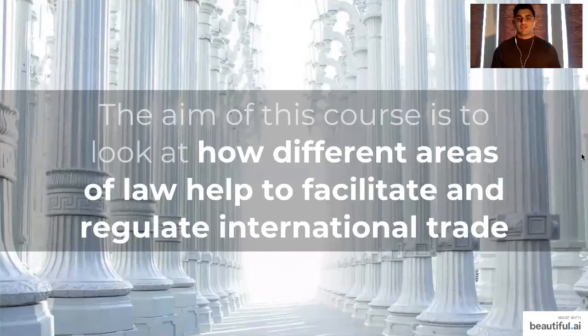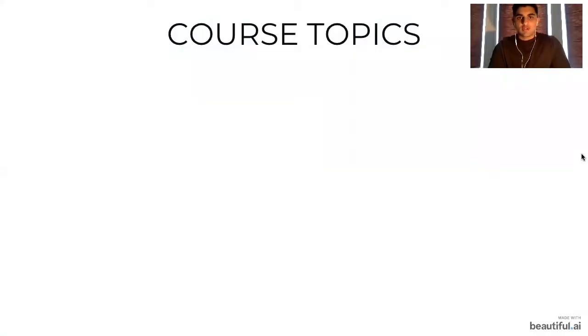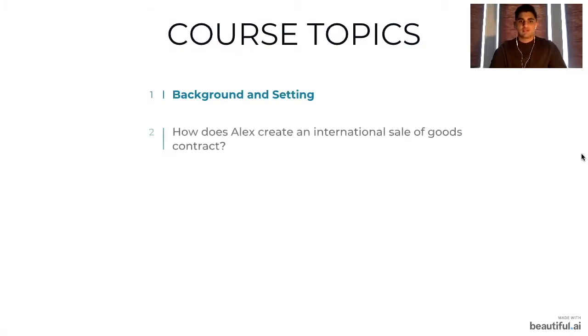And so the aim of this course overall is to look at how different areas of law help to facilitate and regulate international trade. And we'll be doing this through a number of topics. And what we want to do is answer some fundamental questions about how Alex exactly can get his products into Thailand. So this lecture would be the background and setting. But the next one will look at, well, how does Alex create an international sale of goods contract? Okay, these are some of the legal hurdles that he'll have to overcome.